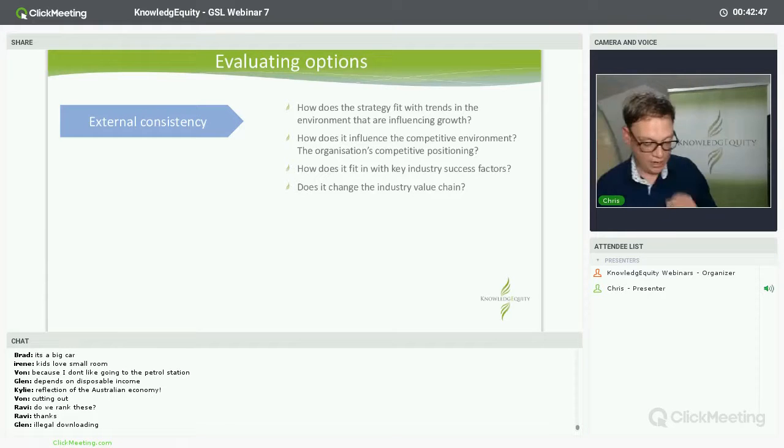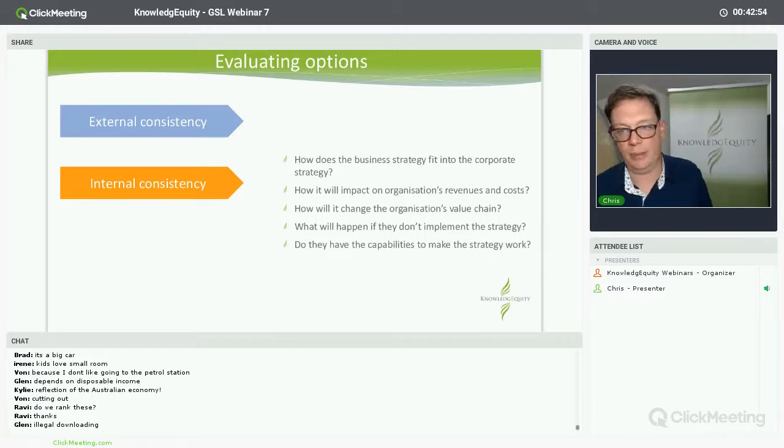Does it change the industry value chain? Are you taking up new segments? Are you pulling out of segments as part of this? Does it matter? Maybe not. It's something to consider. Internal consistency. How does it fit in terms of the corporate strategy? Are you about expansion?